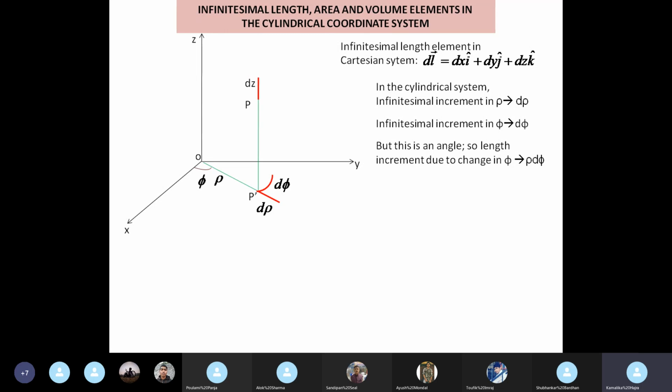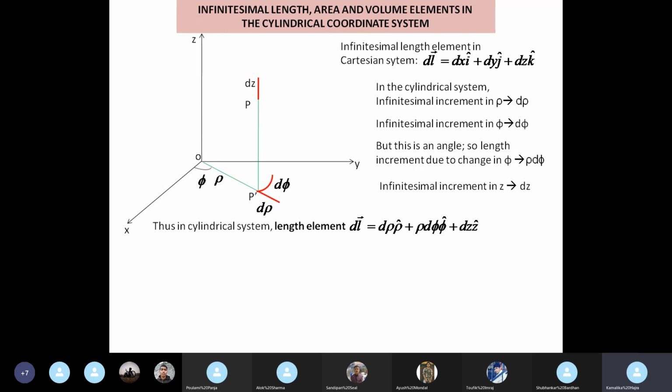Alright, so now we know how to write down dl in the cylindrical system: d rho rho cap plus rho d phi phi cap plus dz z cap. So the line elements along the three unit vectors are d rho, rho d phi and dz.